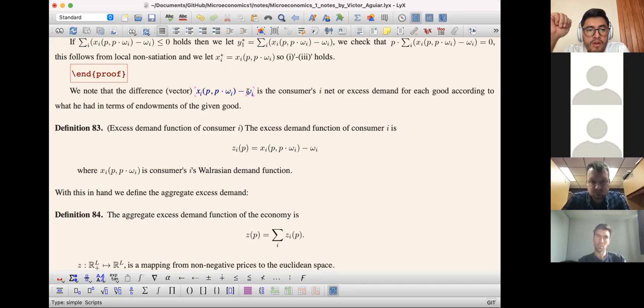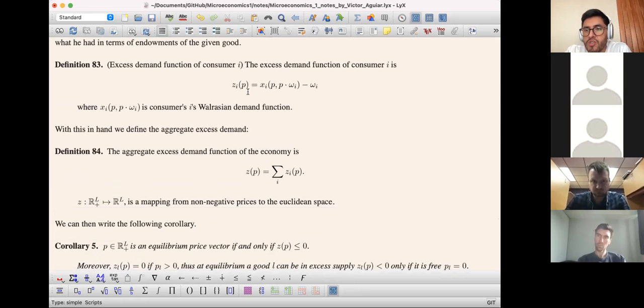Now the aggregate excess demand function in the economy is just the summation of the individual excess demands, okay? And when the endowments are fixed, this is a mapping from the strictly positive prices in R^L to R^L. So this is just telling me, for these given prices, how much excess demand there is in the economy. Of course, this can be negative or positive, right? When it's negative, then essentially you're in an equilibrium. When it's positive, you're not in equilibrium, okay?